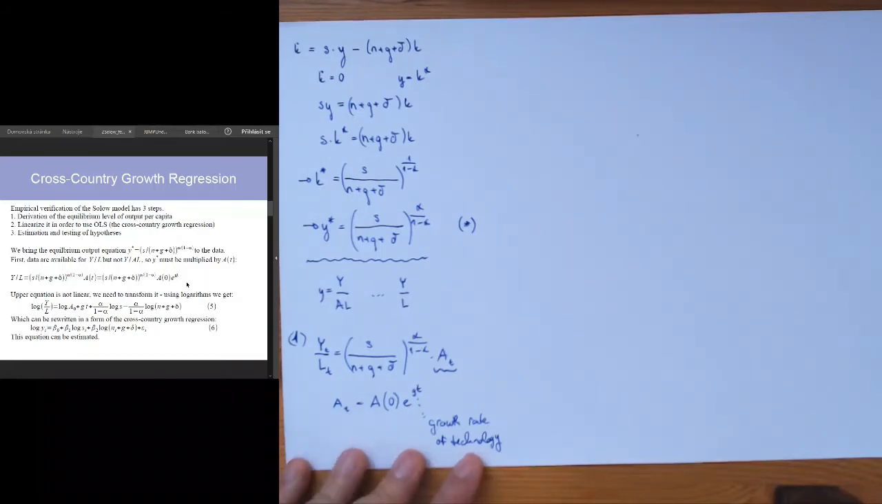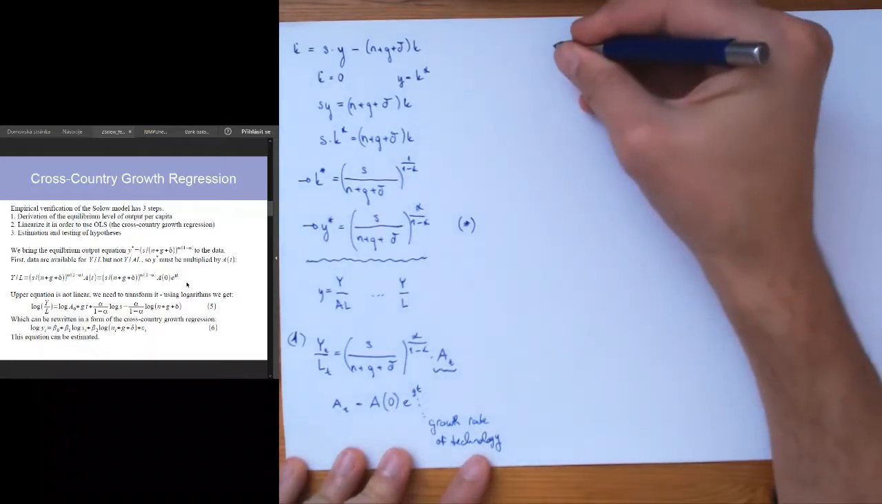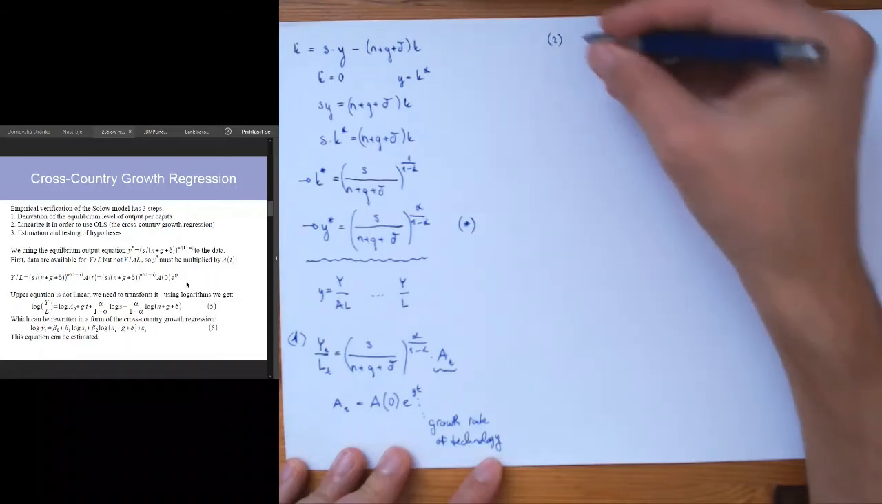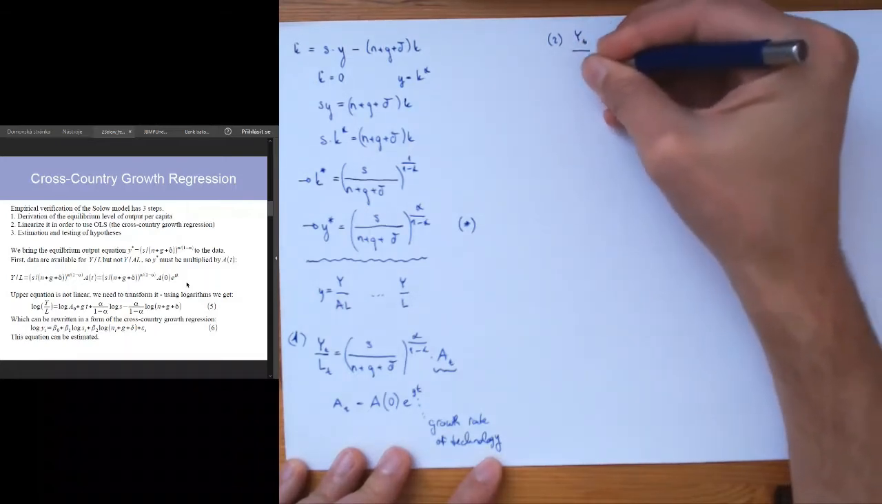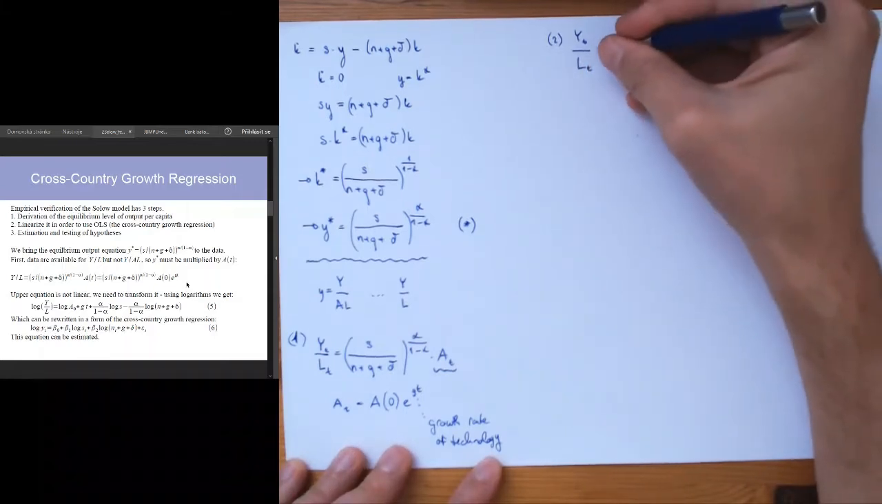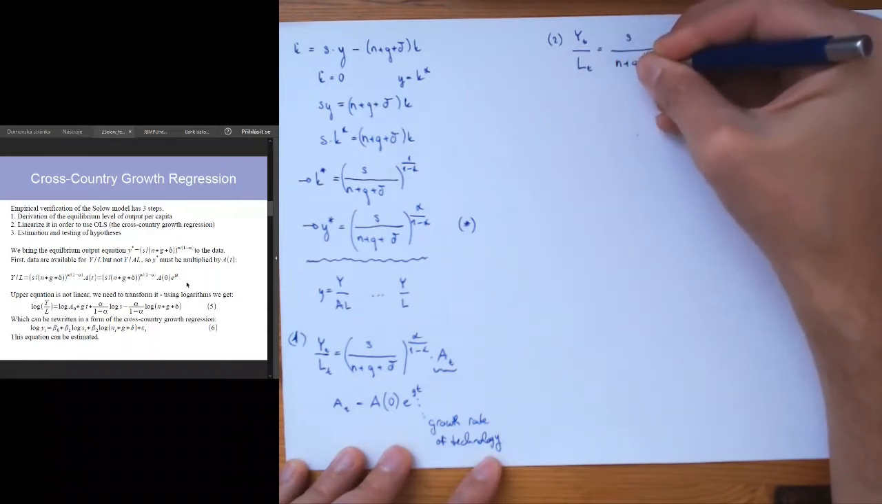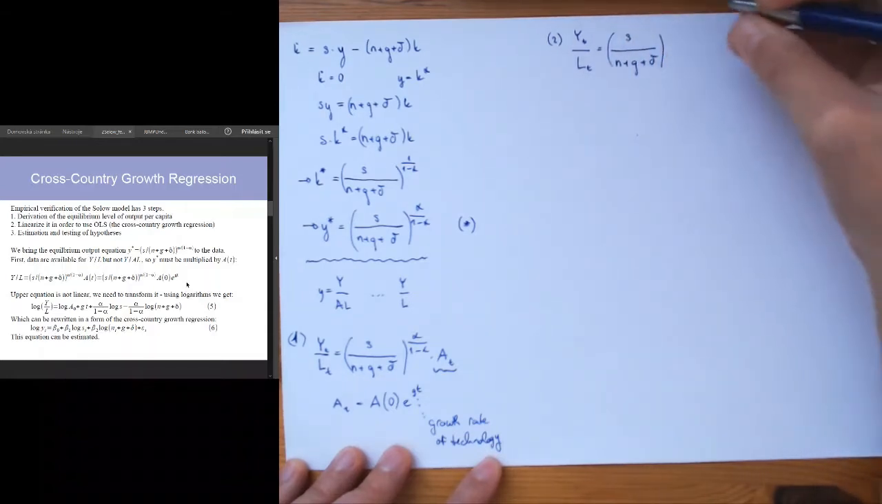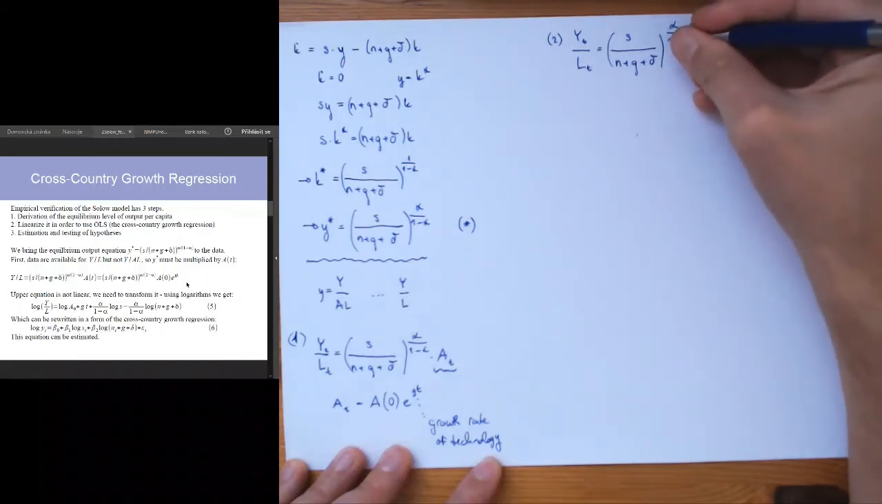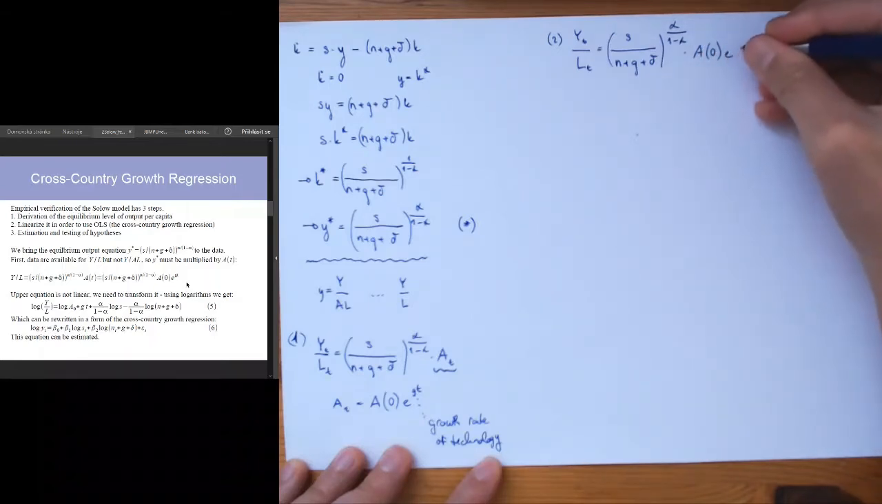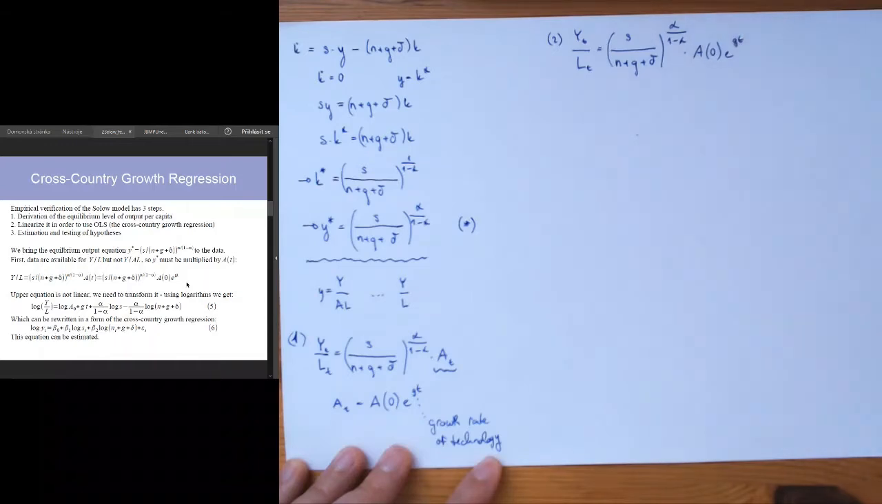And what we can do right now is substitute this expression for A(t) into equation 1, and we obtain a second-step equation. In the second step, our equation becomes Y(t) over L(t) equals the same thing as before, that means (s over n plus g plus delta) to the power of alpha over 1 minus alpha, times A0 e to the power of gt.